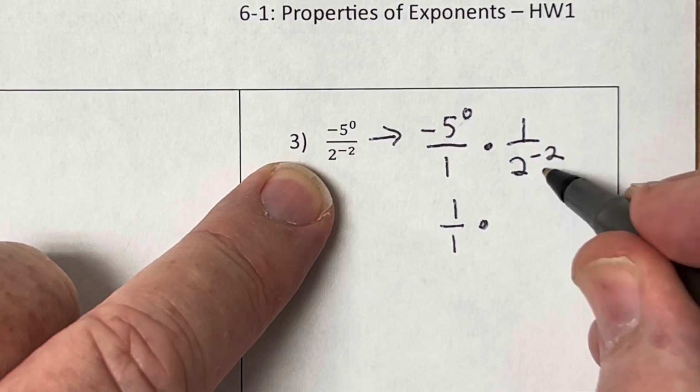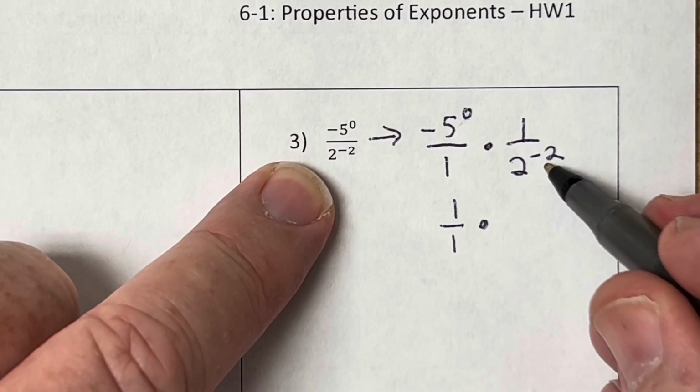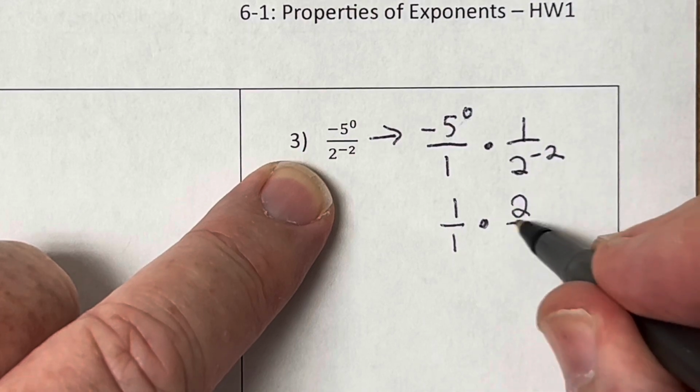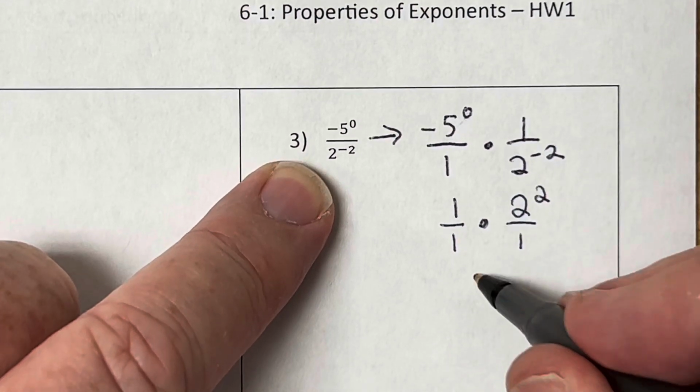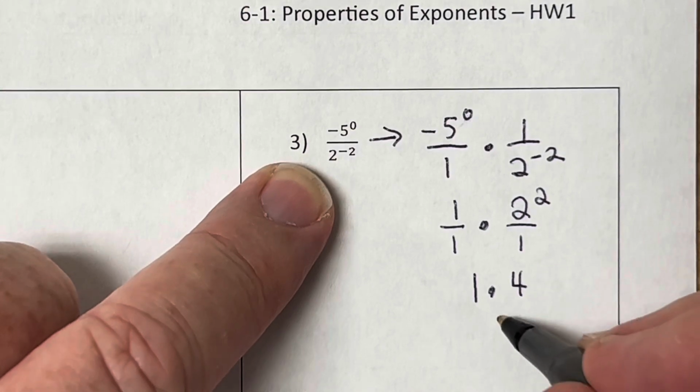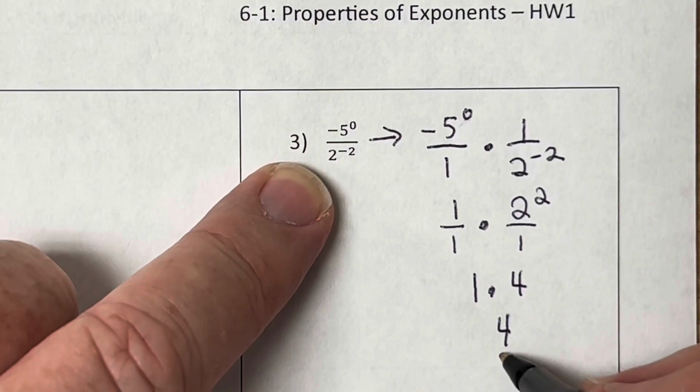And then we have a negative exponent here, so we want to take the reciprocal of 1/2. So that would be 2 over 1 to the second. So then it's 1 times 2 to the second, which is 4. So our answer here would be 4.